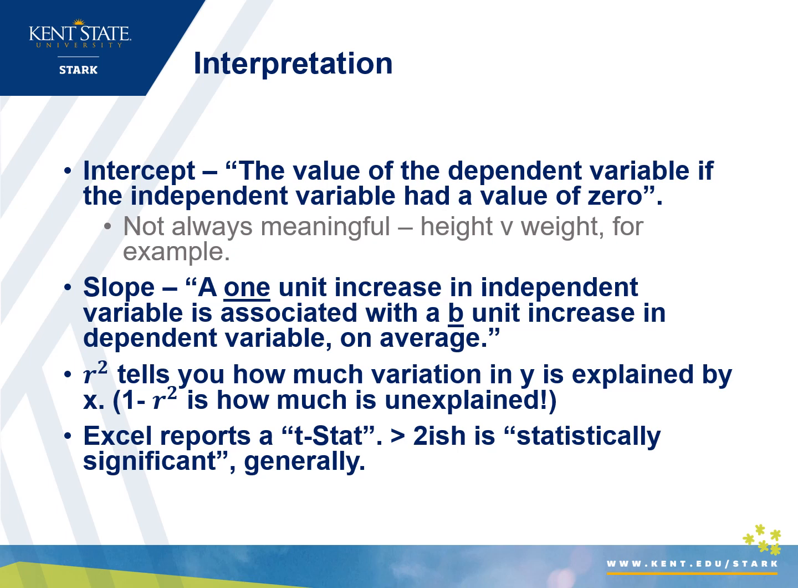The slope tells us that if there's a 1 unit increase in the independent variable, there is on average a b unit increase in the dependent variable. So if we have a slope of 2 in our height-weight regression, with height as the independent variable, that tells us that a 1 inch increase in height is associated with, on average, a 2-pound increase in weight. There's also a statistic called r squared, which tells us how much of the variation in y can be explained by x. It's a measure of the goodness of fit.